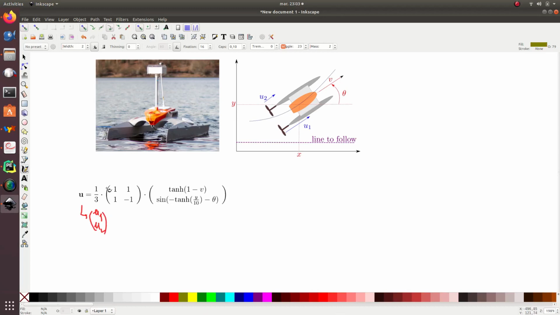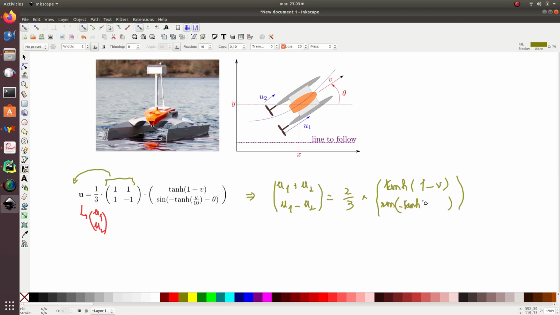So what we can do, we can take this matrix, put it on the side, inverse it, and we will get that U1 plus U2 and U1 minus U2 equal 2 divided by 3 multiplied by the vector tangent hyperbolic of 1 minus v, and here sine of something which is minus tangent hyperbolic of y divided by 10 minus theta. Okay. So what does this mean?